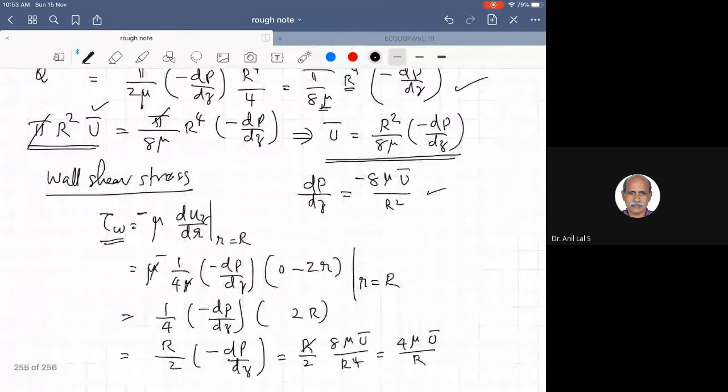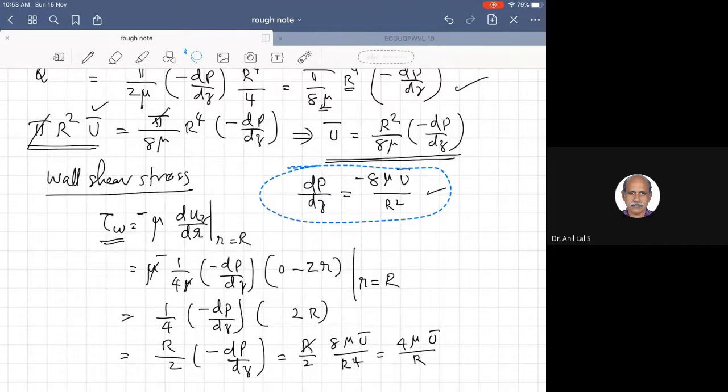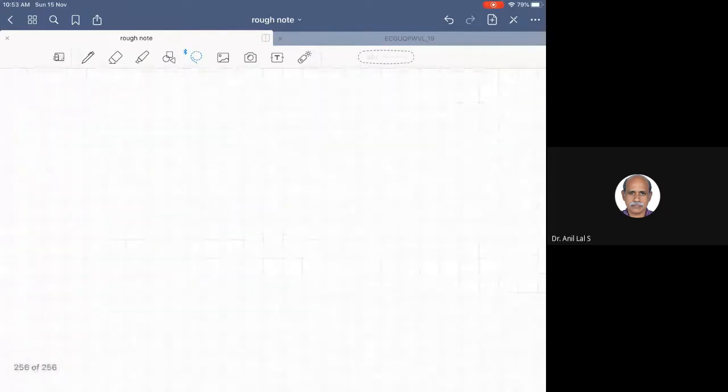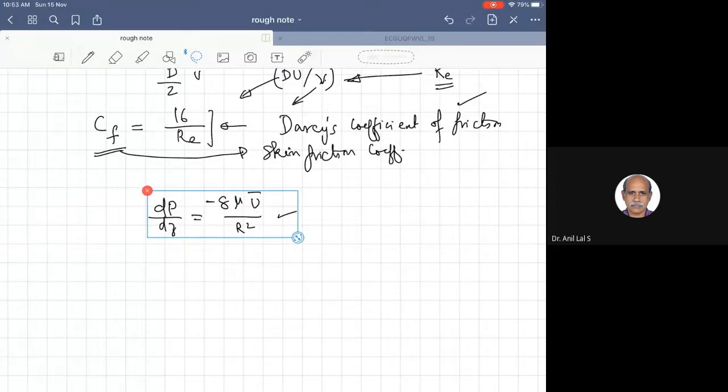Let us take this again to write the pressure difference, or an expression for the pressure head loss due to friction. So if you take dp by dz, it is equal to 8 mu u bar by r squared.